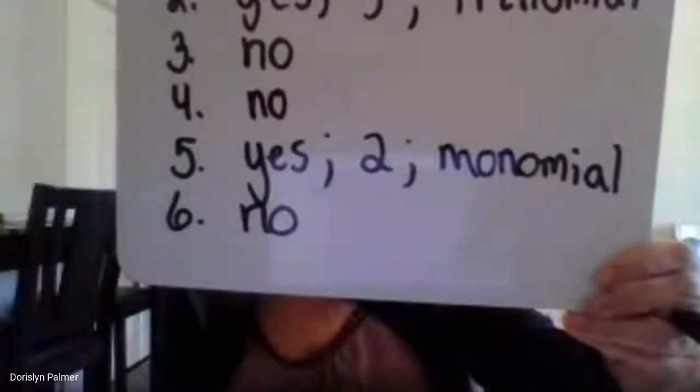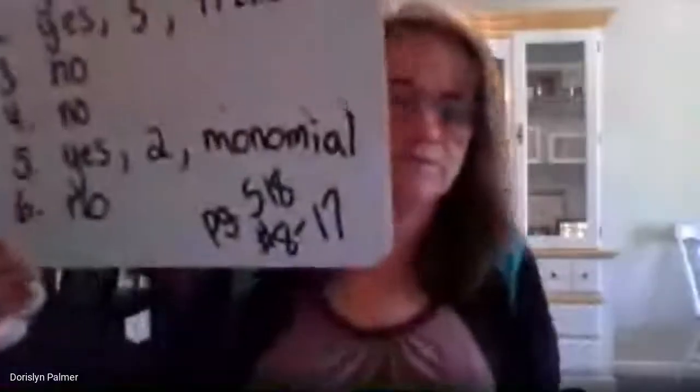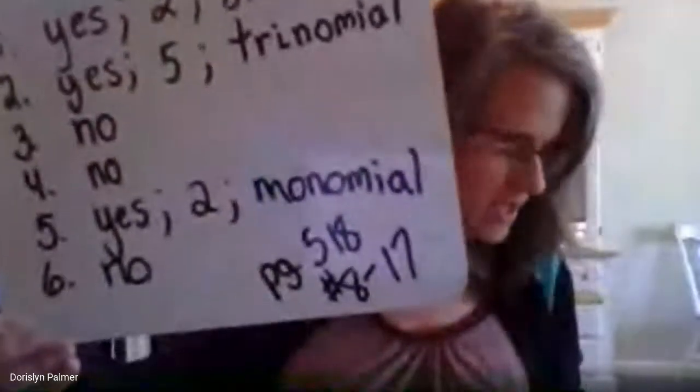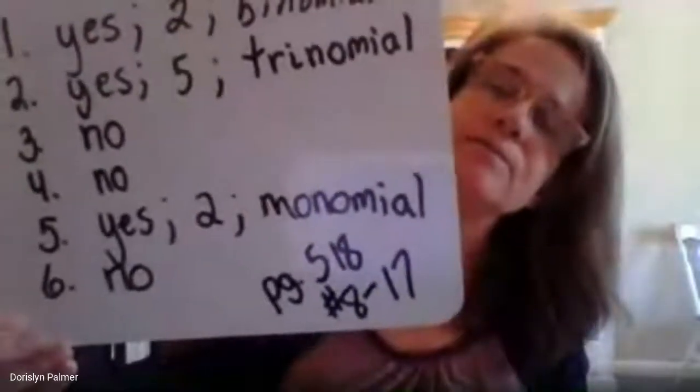Okay. Good work. We're going to skip over number 7, and I want you guys to work on this page for homework, which is page 518. I want you to work on numbers 8 through 17. That's going to be a little bit of review of adding and subtracting, and then multiplying using distributive. So page 518, numbers 8 through 17.